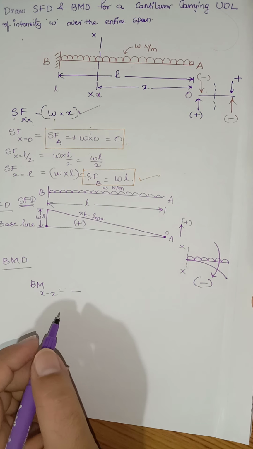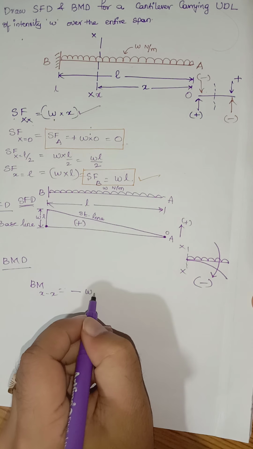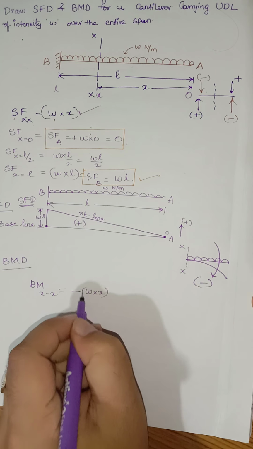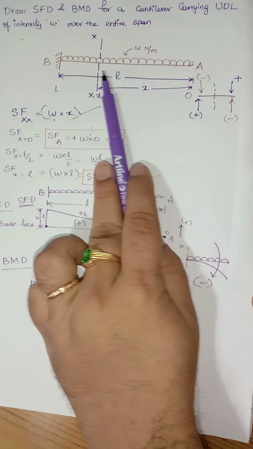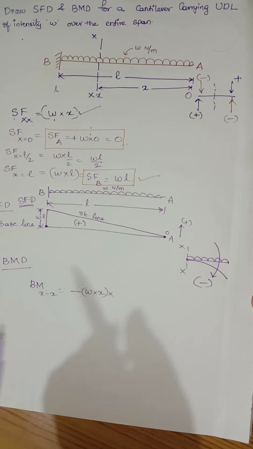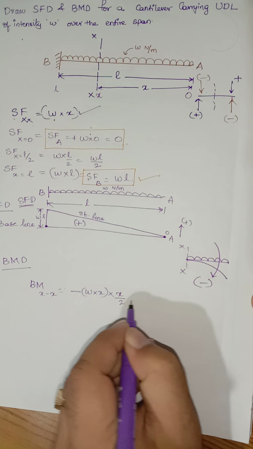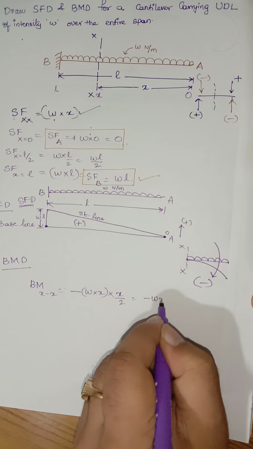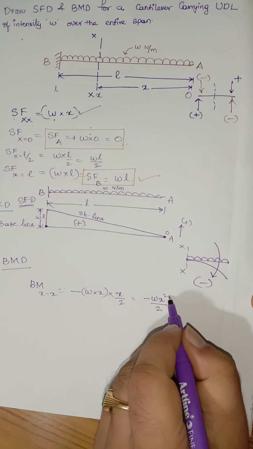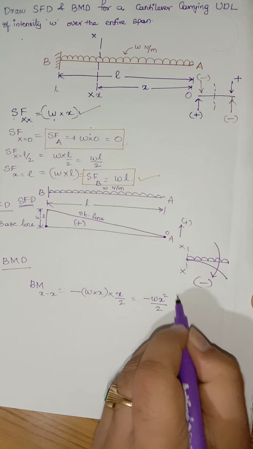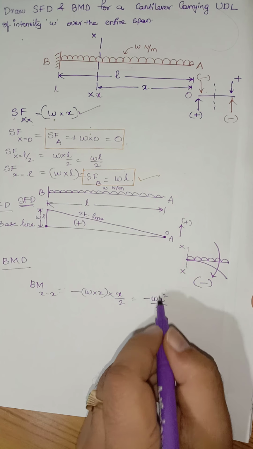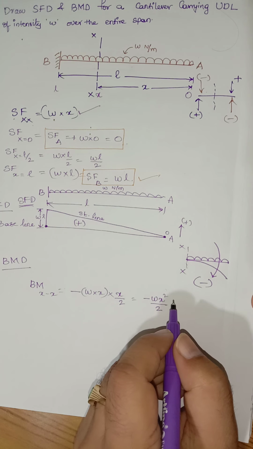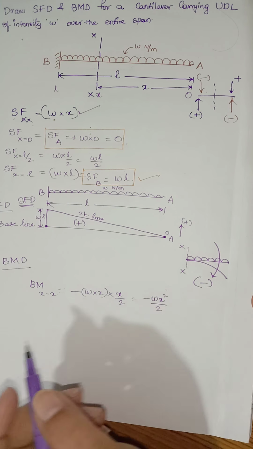How much is the load? W multiplied by X. W into X is the load, multiplied by the perpendicular distance. At what distance is it located? X by 2. So it is multiplied by X by 2. So I can write this as minus W X square divided by 2. As you can see here, it is to the power 2. So when you see a bending moment equation to the power 2, then the equation will be a parabola.